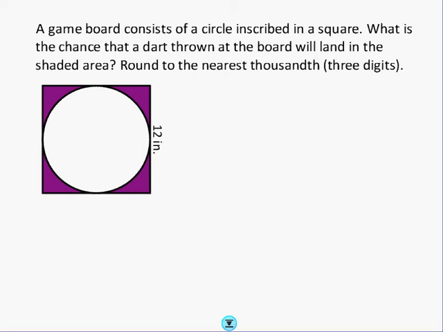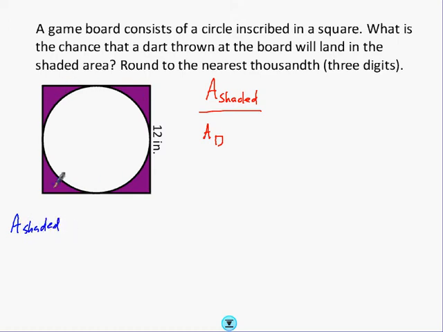Here I have a game board. What are the chances, assuming that a dart lands on this board, that it lands in the shaded area? Well, as I've told you before, it's going to be want over can. The area that I want is the area that is shaded, and I divide that by the area that I can land in, which is the area of the entire thing. That's a square. Okay, so this is what we need to find out. I'm going to move off to the side to find the area of the shaded region.